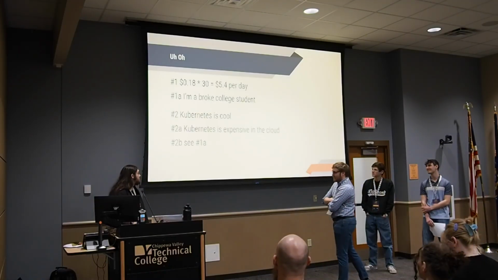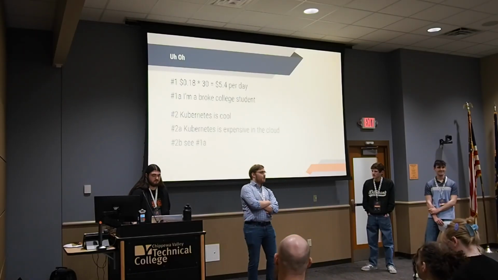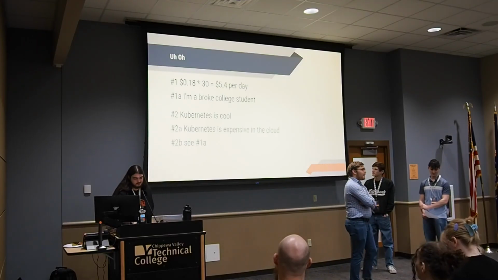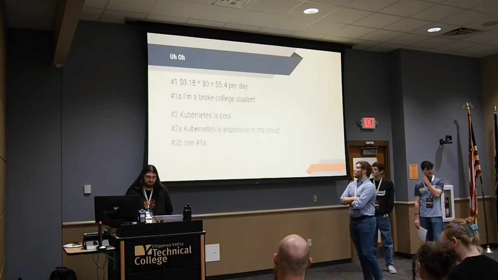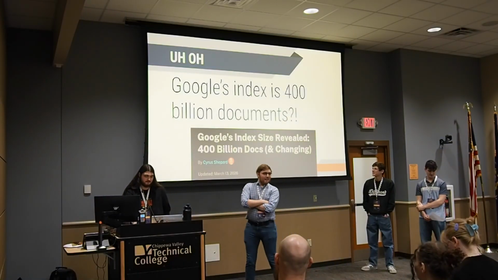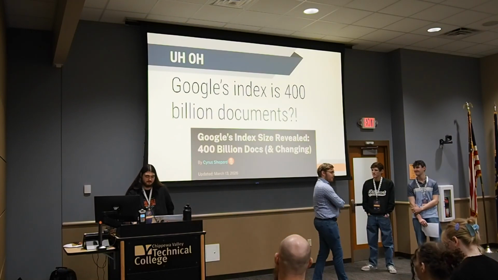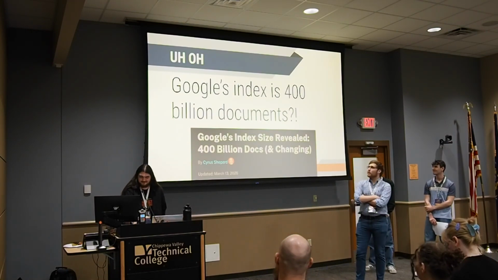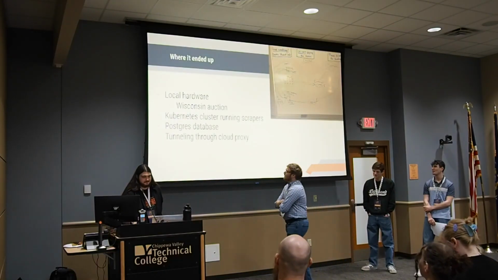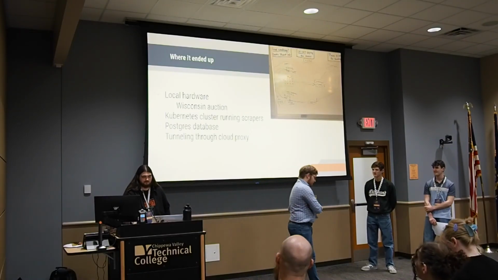Two, Kubernetes is an awesome way to orchestrate all your crawlers, all your software, and it's kind of expensive to run in the cloud. And again, number 1A, I am a broke college student. Another problem, the internet is really, really big. Google's index, according to an antitrust lawsuit, is roughly 400 billion pages or documents. So 30 one-CPU scrapers is not going to cut it.